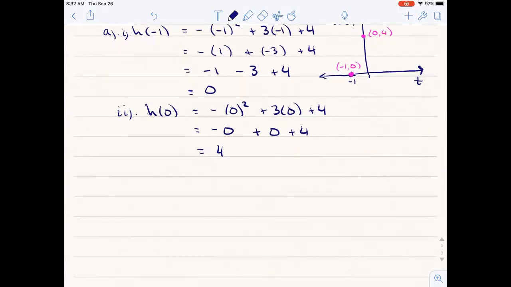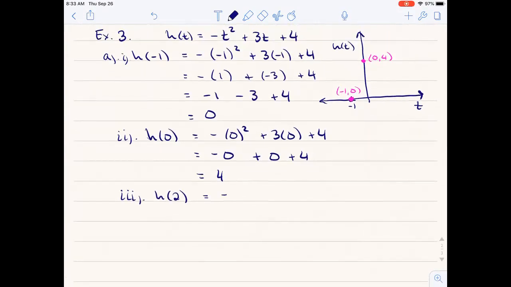But okay, let's keep going. h of 2 is negative 2 squared plus 3 times 2 plus 4. Now, you want to keep the brackets on here. So you want to make sure that if you've got a negative value for t, you keep those brackets around those negative values so you don't lose them. And even positive values, I just keep them in brackets there.